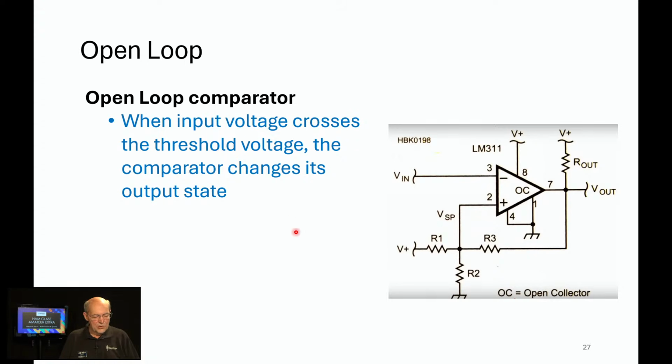When input voltage crosses the threshold voltage, which is 6 volts, the comparator changes its output state. So we're going to say that until that happens, we're at 0 volts, or we're going to be low. When we exceed that 6 volts, it's going to switch. I actually said that backwards. Let me get my reference notes here.